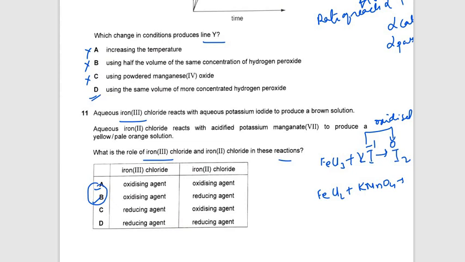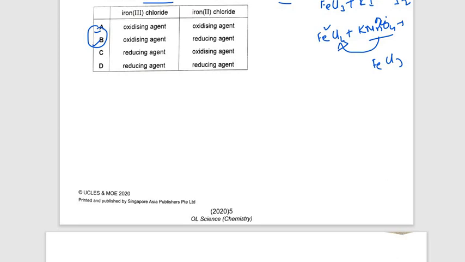Now let's see the next part. FeCl2 plus KMnO4. You know that KMnO4 is an oxidizing agent, so it is going to oxidize this part. If it is oxidized, it will give you FeCl3, which is the pale yellow-orange color. So if this is the oxidizing agent, it means FeCl2 will be the reducing agent. So option B is the correct option.